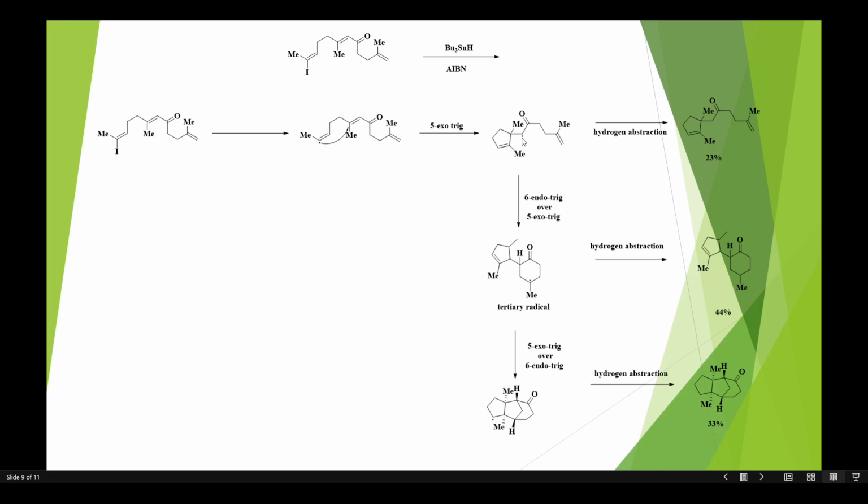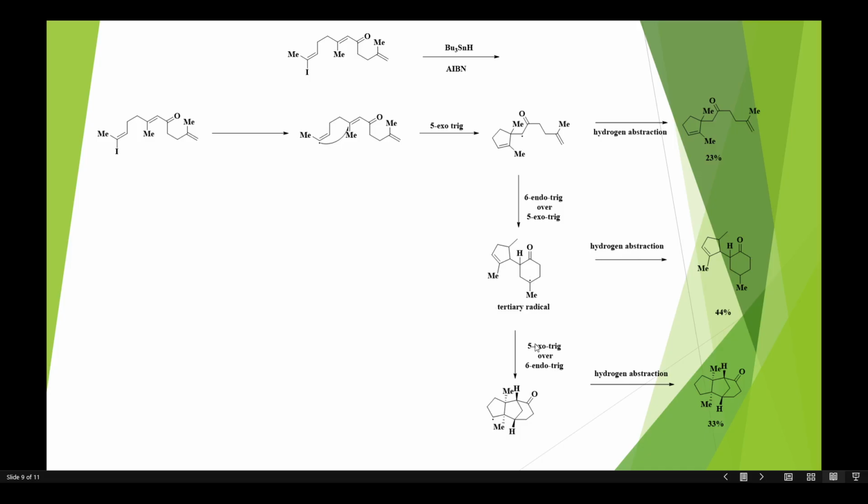This is secondary. Okay, this one. Then you will get the corresponding product, the 6-member ring is also possible as compared to the other 5-member ring. And after that, the hydrogen abstraction also, you will get the corresponding product at 44%. Why do you get 44%? Because this radical is much more stable. That's why it always tends to be the major product.